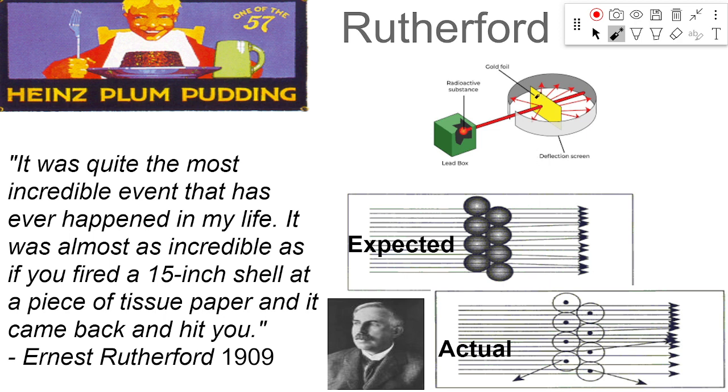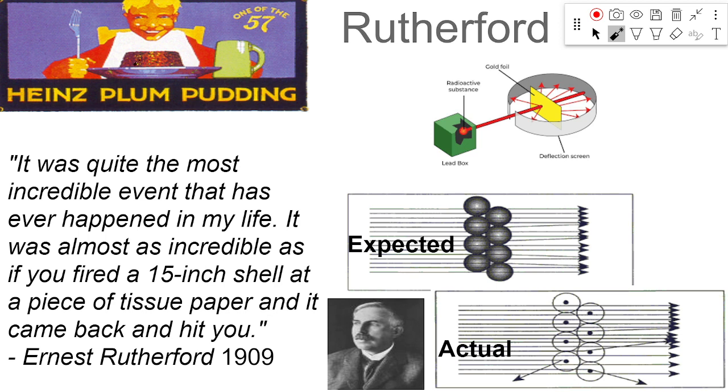And what he fully expected was to take this piece of gold foil and shine these radioactive particles at it, and for everything to go off in pretty much a straight line. These things had enough energy to zip right through this thin foil and not be seriously deflected.